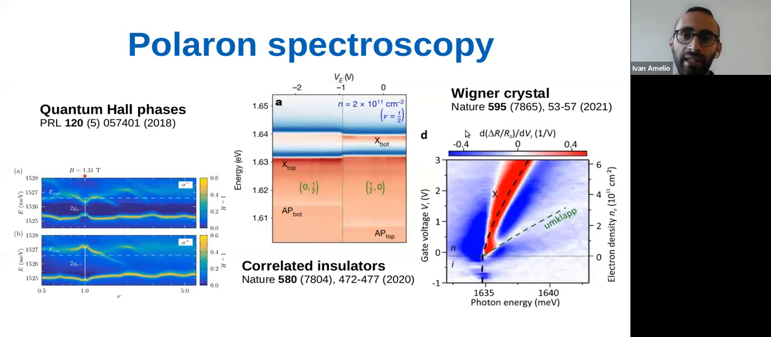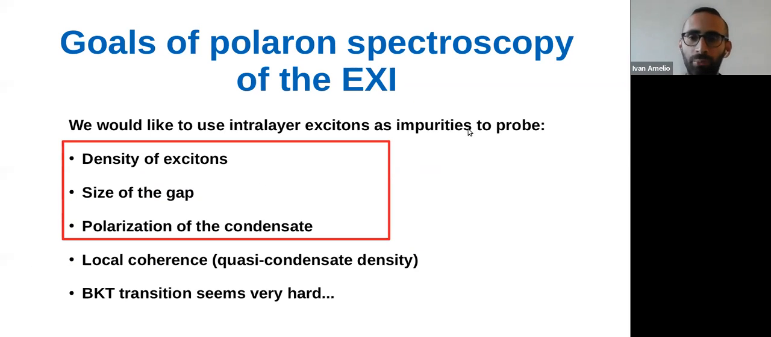So now, in this spirit, we want to apply polaron spectroscopy to the excitonic insulator. So what we hope to get from such an experiment? Okay, this is a theory talk, but at a certain moment one would like to do this experiment and get some valuable information on, for example, the density of excitons and charges, the size of the pairing gap, and on the polarization of the condensate, if it's valley polarized or not polarized.